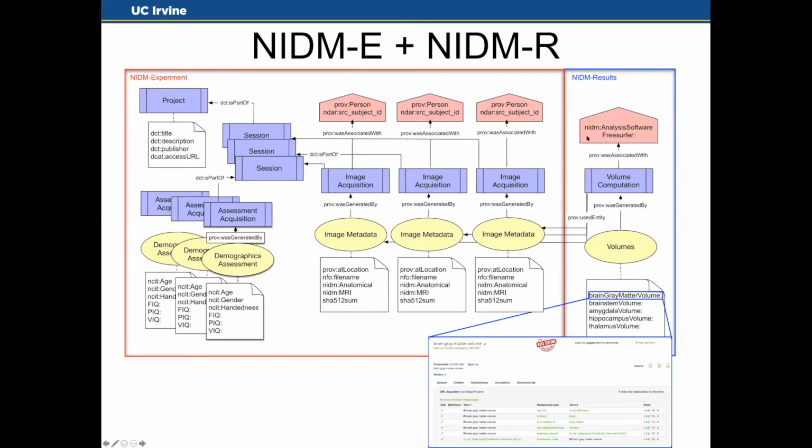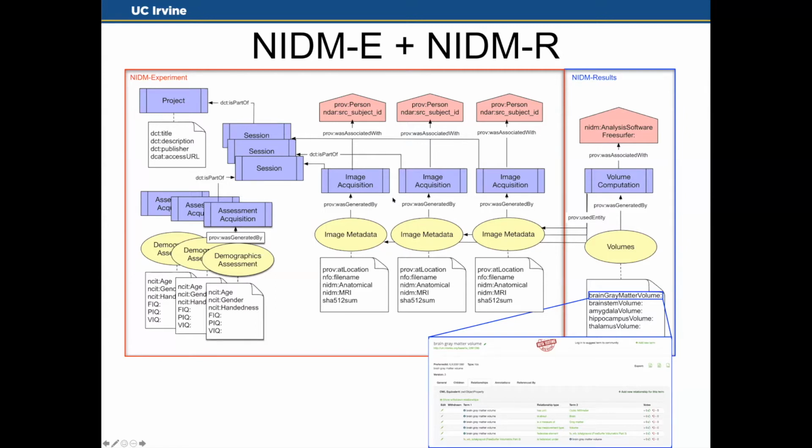Over on the right side of the graph, there's the IDM analysis software, FreeSurfer, that is also a prov agent, but in this case, it's not a person, it's a piece of analysis software. And so with a few basic building blocks, essentially, and some principles of how you add information, you can essentially model a lot of things. And I might argue that you can model anything this way, really.